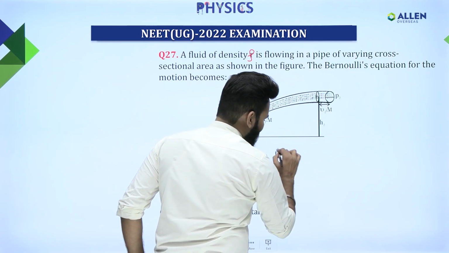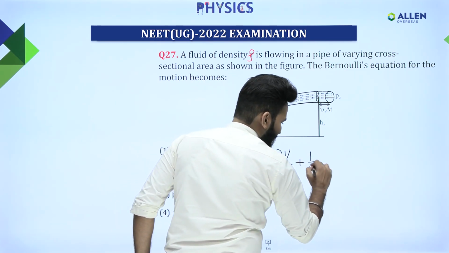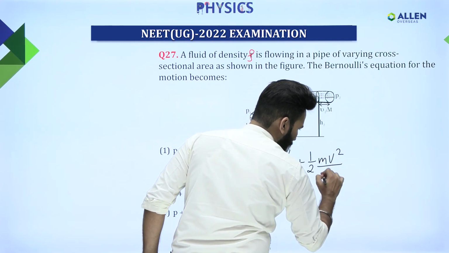So pressure energy is nothing but P into V. Pressure energy per unit volume is PV by V, plus kinetic energy, that means half m v square per unit volume, again.